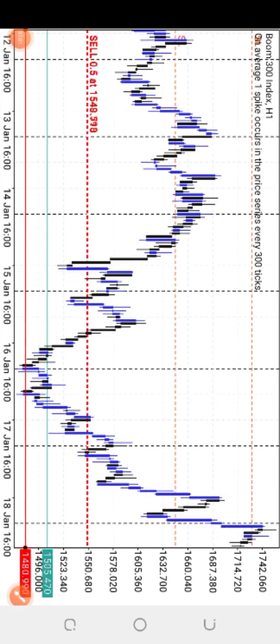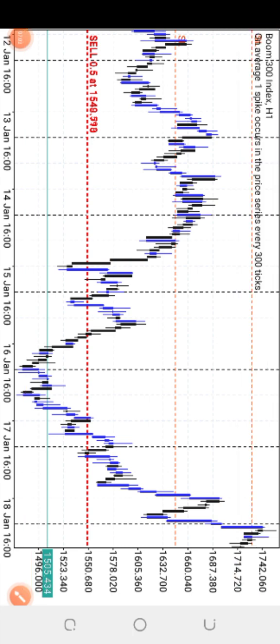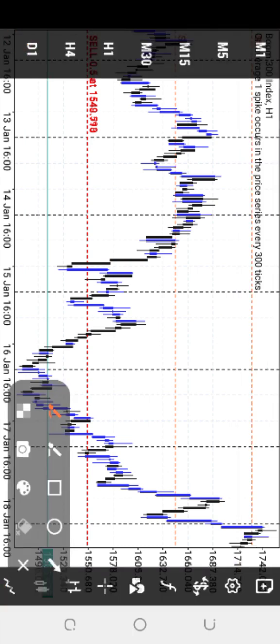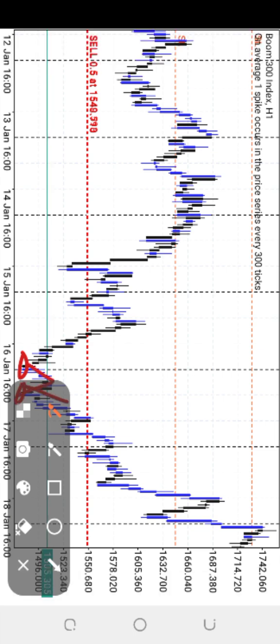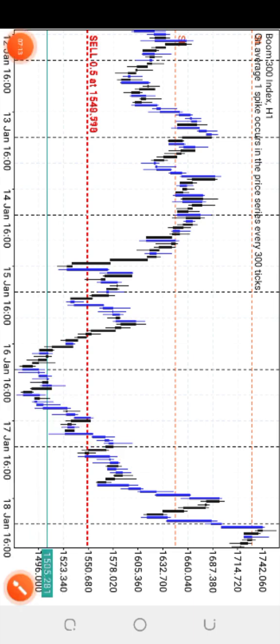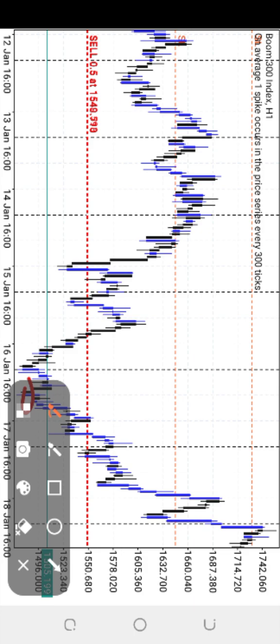I can also see an order block down here, which is very clear, and another order block at this level here. You can see how price picked up and moved to the downside. There's another order block resting here, and another order block resting here.